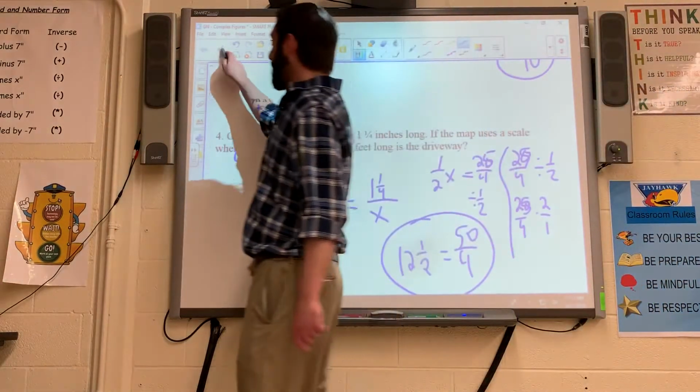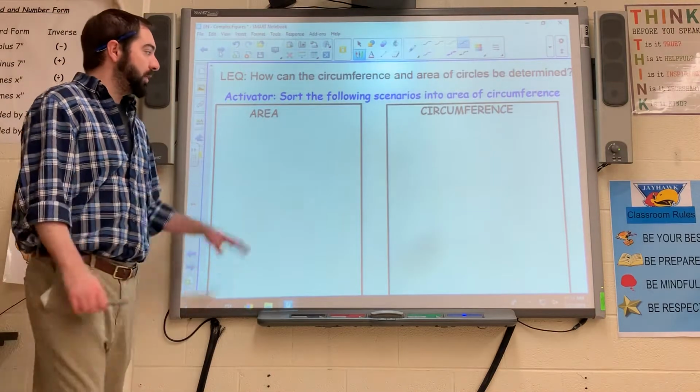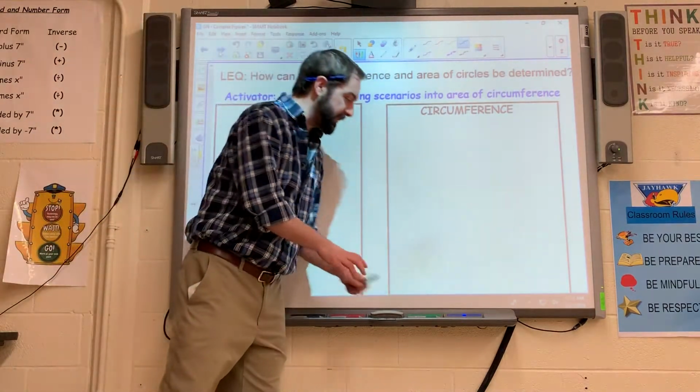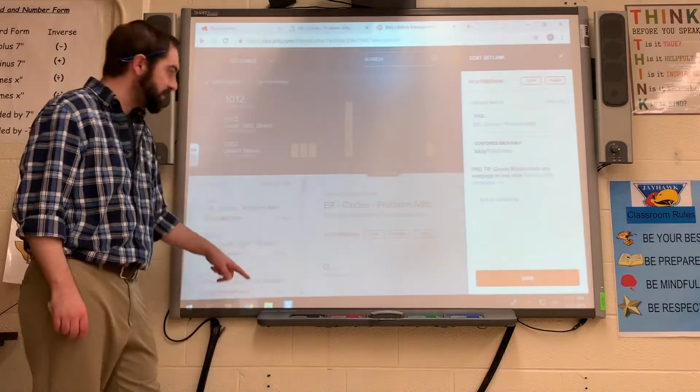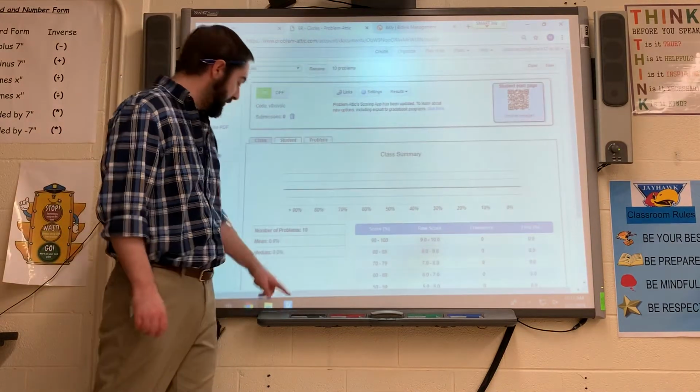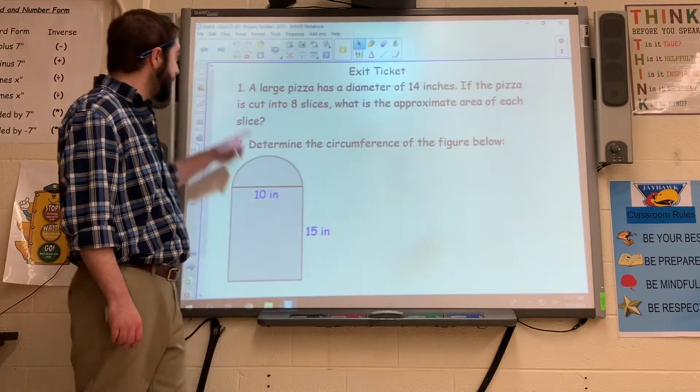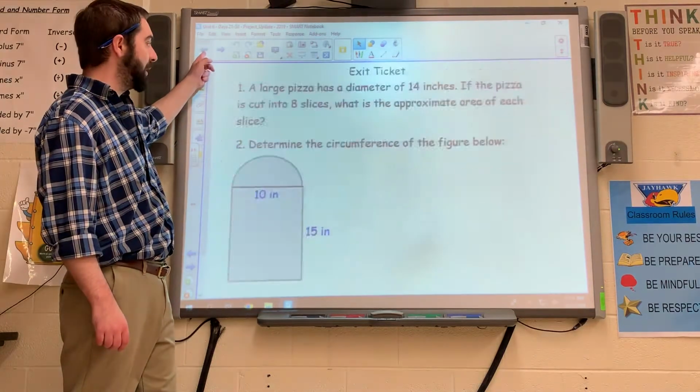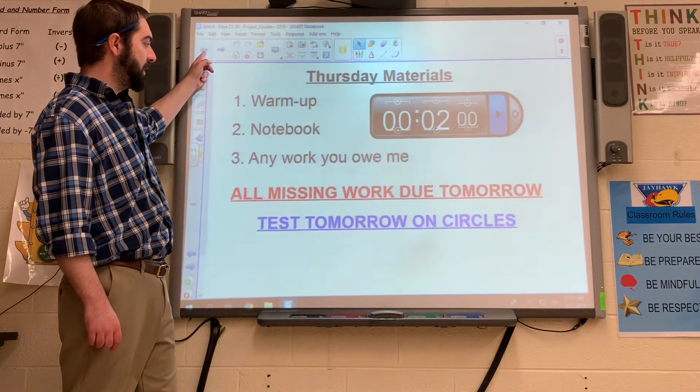Okay, into some notes for today. So, number 1, you have a section for area and a section for circumference. Let me bring up all our options. We're going to sort them in there. You can take some good notes on this and definitely make sure that you have these to use for the test tomorrow.